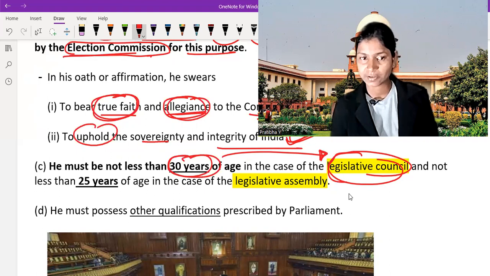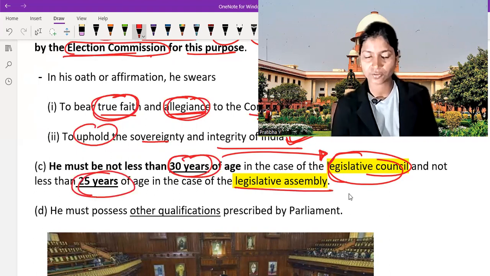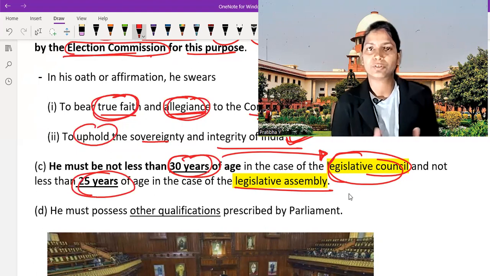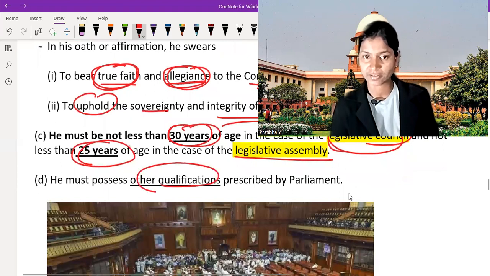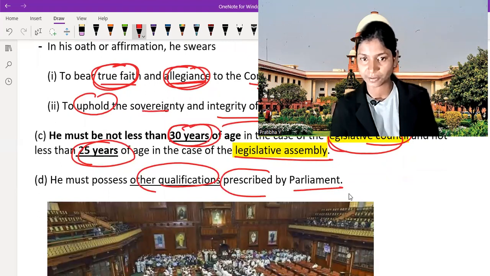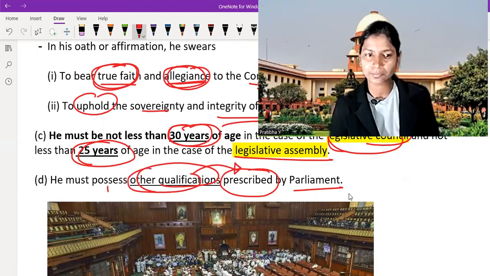And for the legislative assembly, the age is 25 years. So if you are above 25 years, you are eligible for contesting an election for MLA. But if you are below 30 years of age, you are not eligible for contesting an election for MLC. So for MLC, 30 years or above, and for MLA, 25 years or above. Next, he must possess other qualifications prescribed by the Parliament. These qualifications must also be possessed by that MLA and MLC.